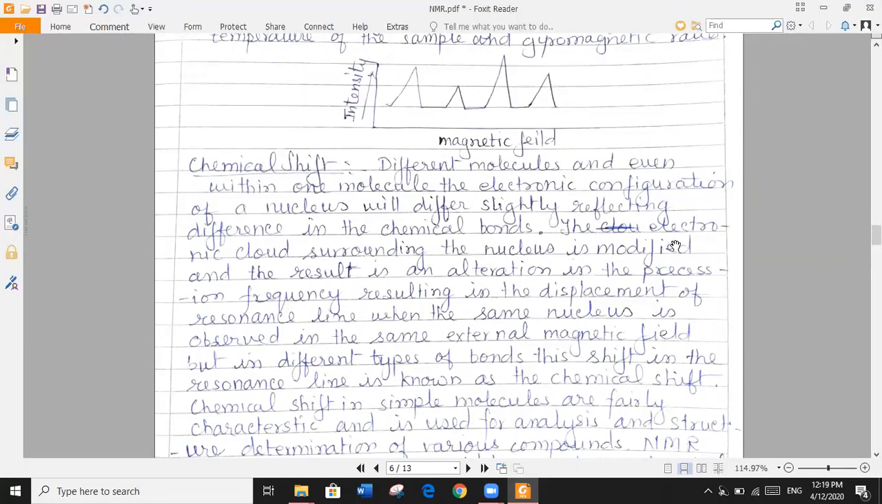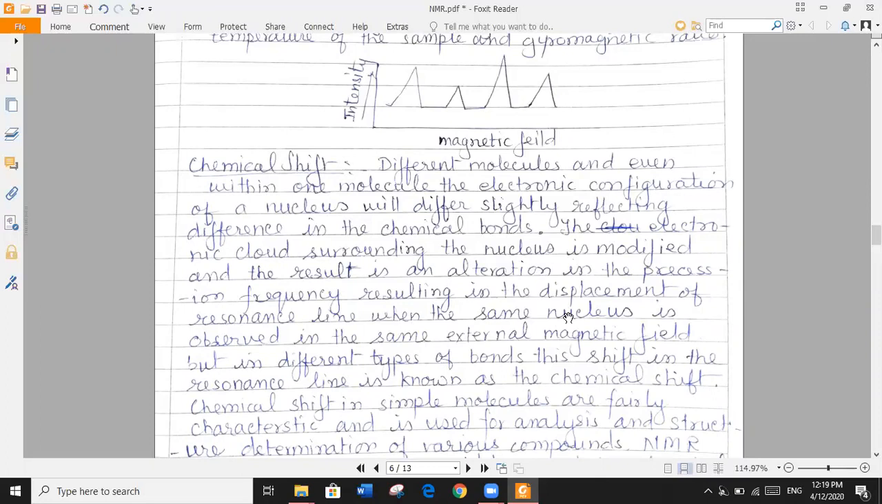Read it again. The electronic cloud surrounding a nucleus is modified, and the result is an alteration in precession frequency, resulting in the displacement of resonance line when the same nucleus is observed in the same external magnetic field but in different types of bonds. This shift in resonance line is known as chemical shift.